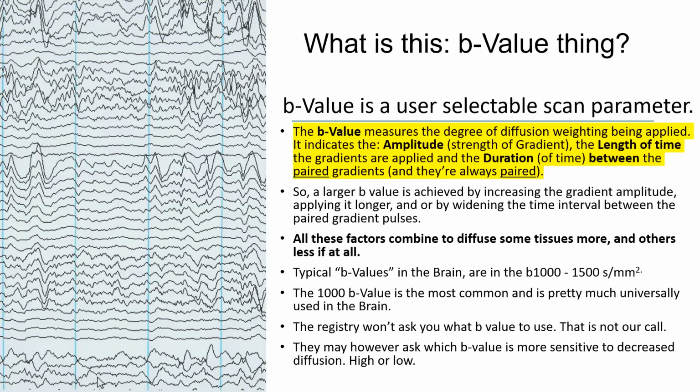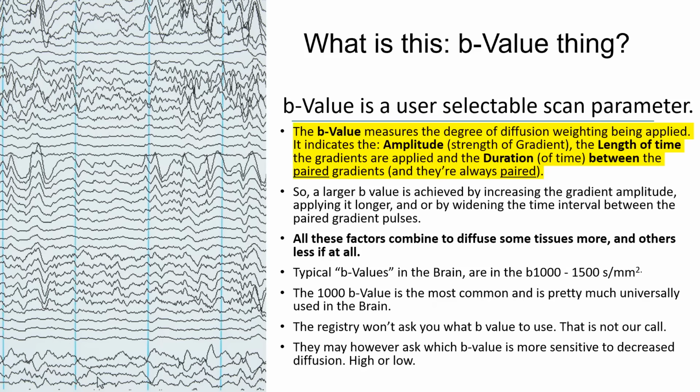A larger B value is going to have increased amplitudes, be applied longer, and a wider time. So, all factors remaining the same, all these factors combine to diffuse the tissues more or less. A high B value is more sensitive to a stroke than a low B value. Typical B value is around 1,000 to 1,500.